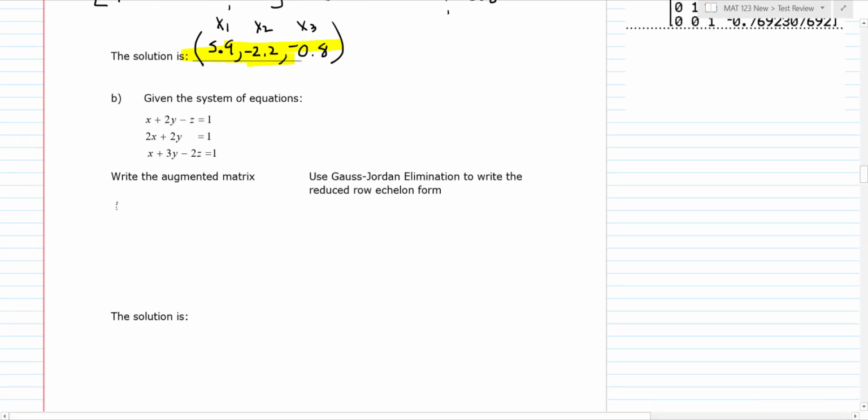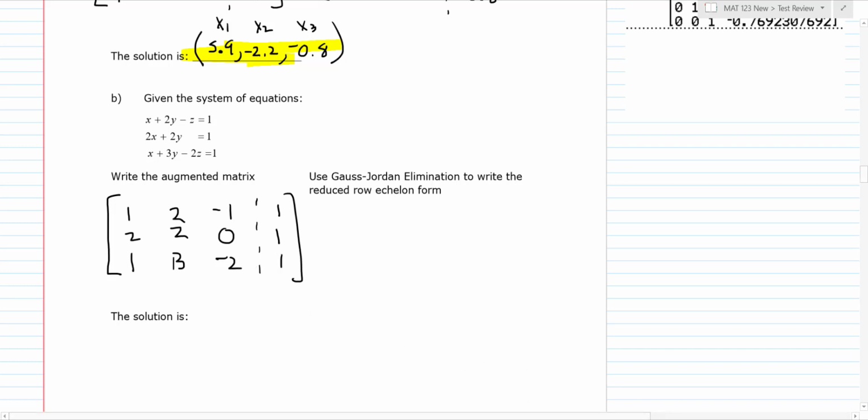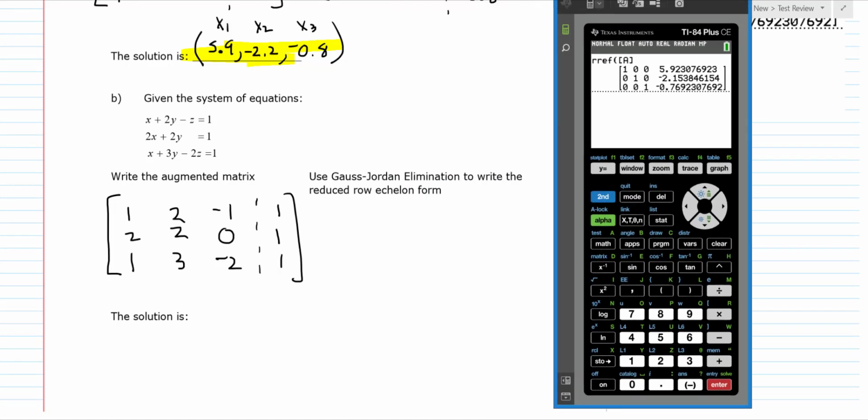What I'll be doing with this one is setting up the matrix so it goes 1, 2, -1, 1. Then it goes 2, 2, and there's no z there, so that's 0, 1. And then 1, 3, -2, 1. We're going to put this in the calculator, and you can type over whatever you have. So I'm going to clear, go second, x^-1, edit, and type over what I already have. This is a 3x4 matrix, so just type over these numbers.